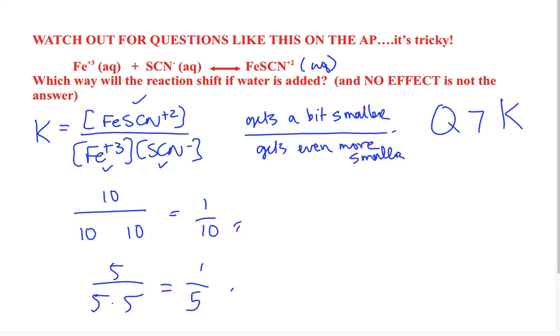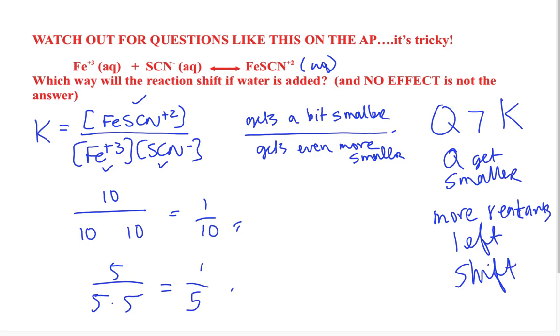All right. So if Q is bigger than K, for us to get back to equilibrium, what do we have to do? Q needs to get smaller. How does it get smaller? More reactants, which is what direction of shift? Left shift. Reactants, left shift.